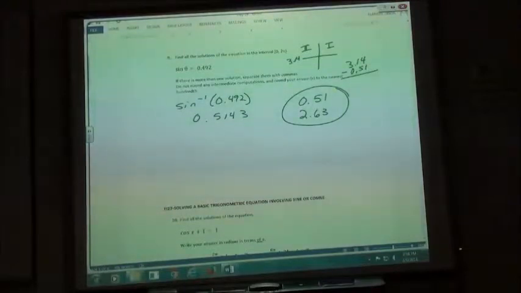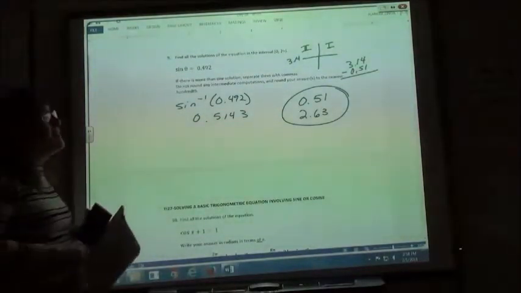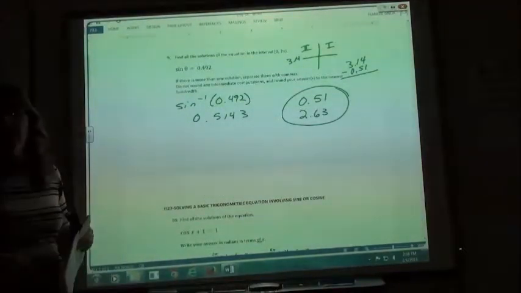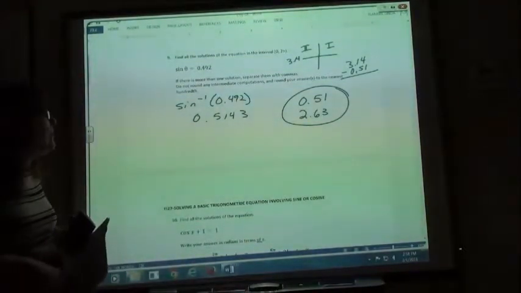So, always keep in mind you should have two answers. You have to figure out, since all of these were positive, where your sine, cosine, and tangent is positive, or it might be negative, so you'd have to figure out where your sine, cosine, or tangent would be negative.